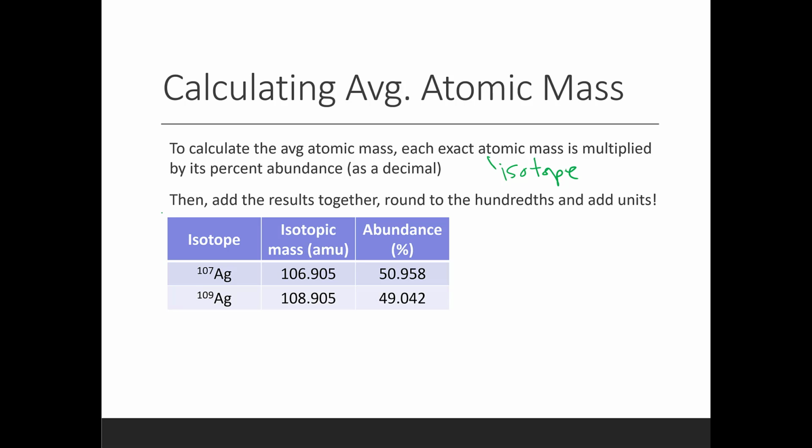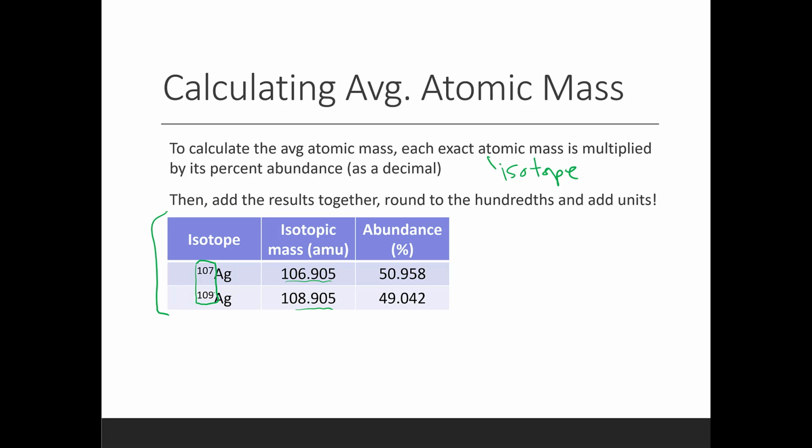So if we look at this example here, we're dealing with silver. We have two isotopes of silver here. We have silver-107 and silver-109. Now, these are the mass numbers of those isotopes, 107 and 109, but if we're being very specific with how much protons and neutrons actually weigh, this would be their actual isotopic mass in atomic mass units. So we have 106.905, that's pretty close to 107, and we have 108.905, which again is pretty close to 109.